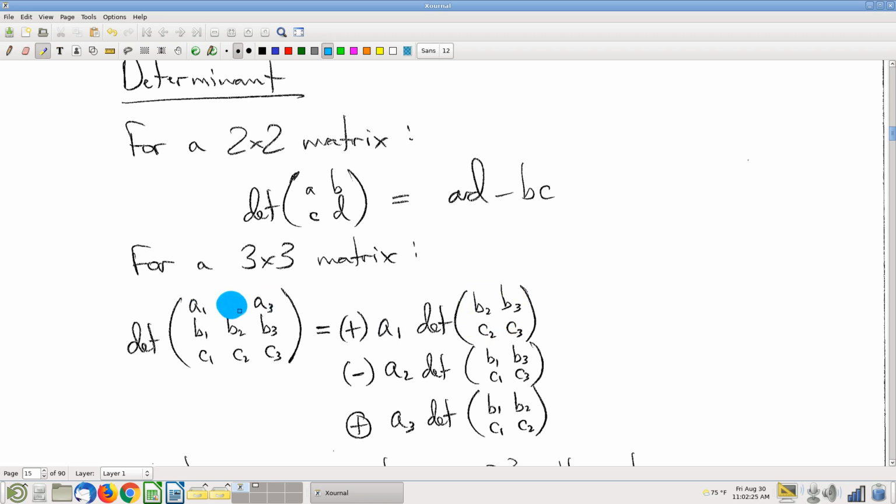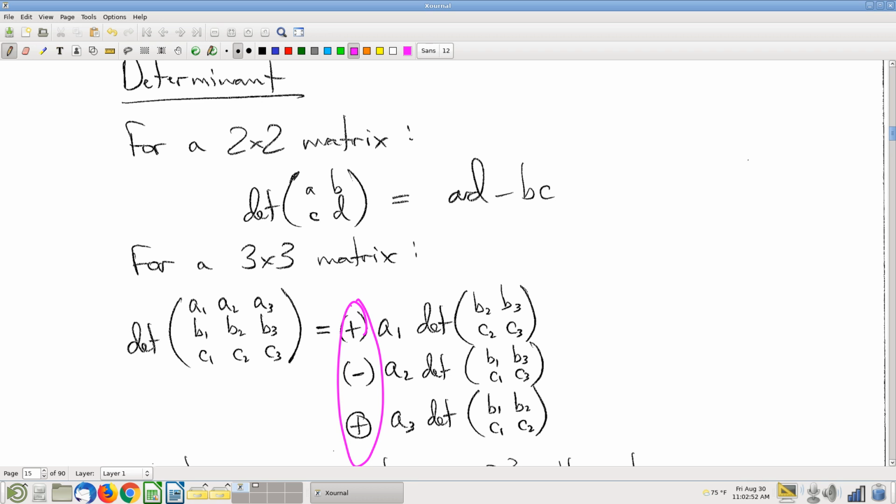So next term in the top row, A2. Cross out its row and column, and what remains are these 4 elements, making a 2x2 matrix like that, which you take the determinant of, etc. And the one additional detail is that as you go across the top, you have to alternate the signs.